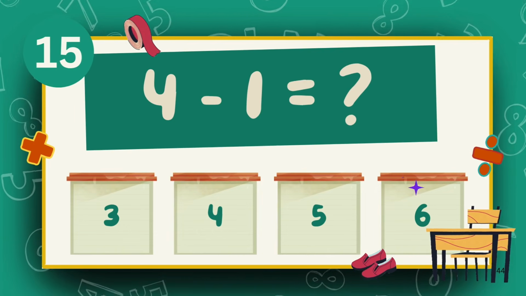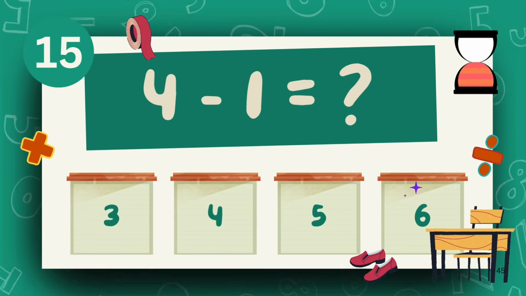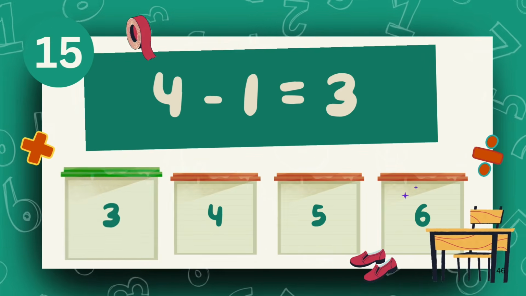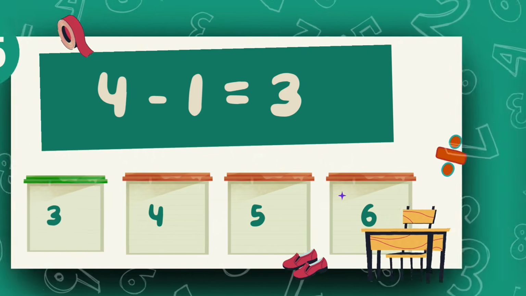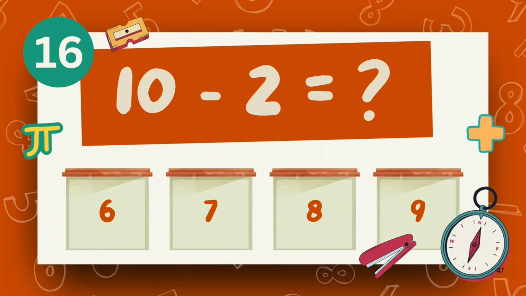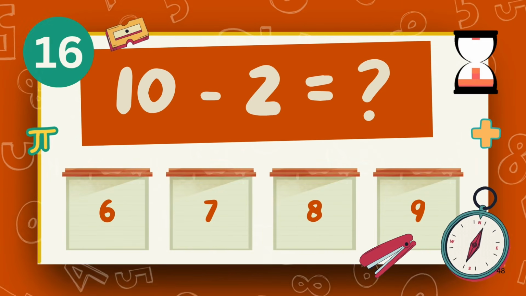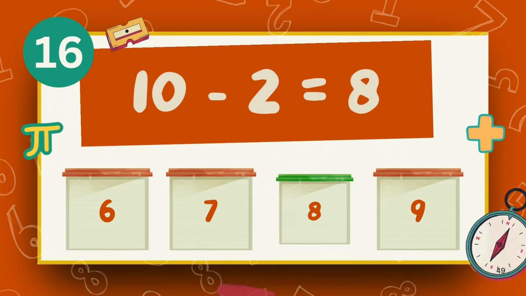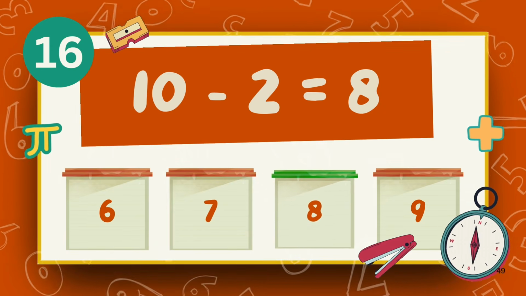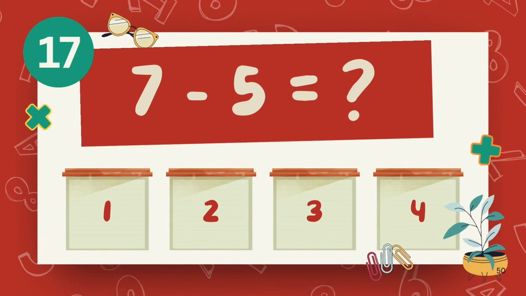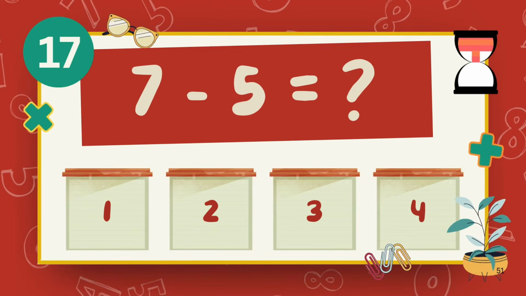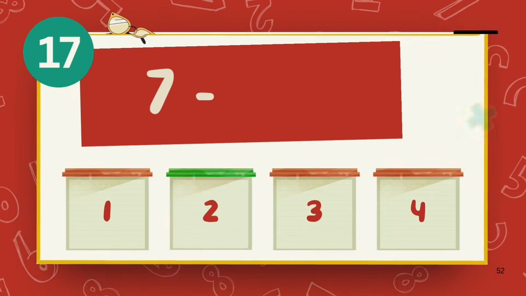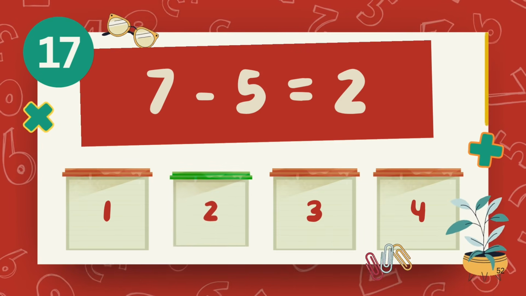What is 4 minus 1? The answer is 3. What is 10 minus 2? The answer is 8. What is 7 minus 5? The answer is 2.